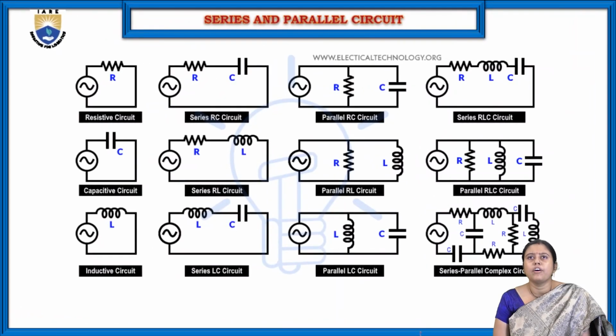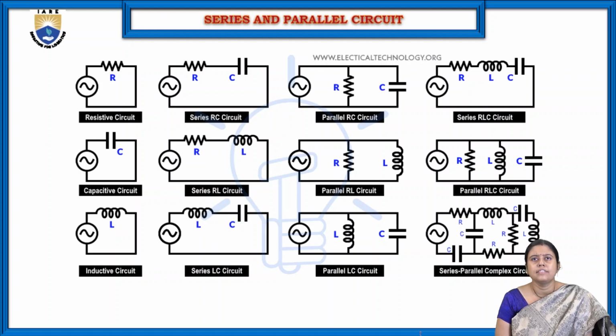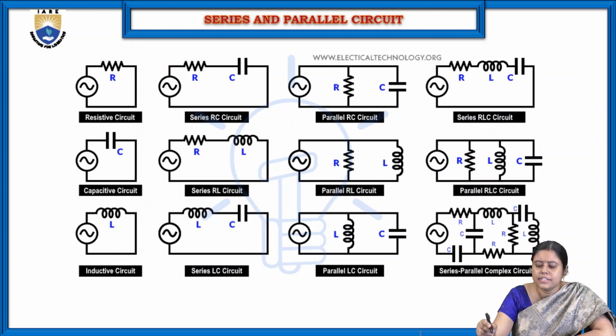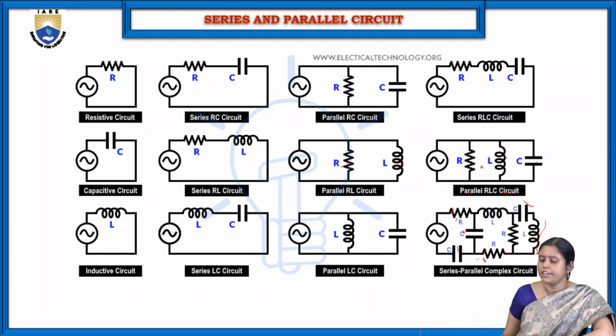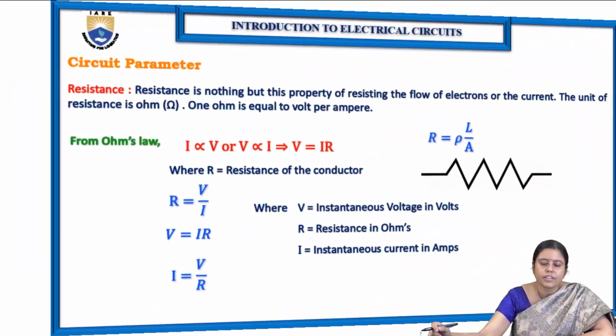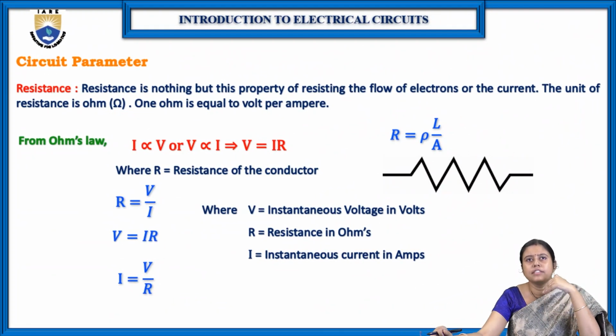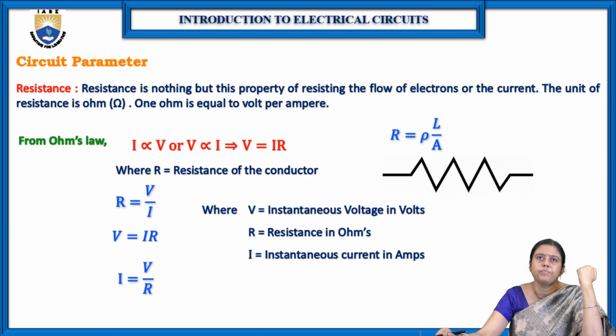Now we can discuss the different combinations of series and parallel circuits. It may be a series and parallel circuit, meaning R and L can be parallel, R and L and C can be parallel. So any passive elements can be added in different types of series and parallel connection. If you see this last one, all RLC are connected in different parallel combinations. So we have discussed the different combinations of the circuit parameters.